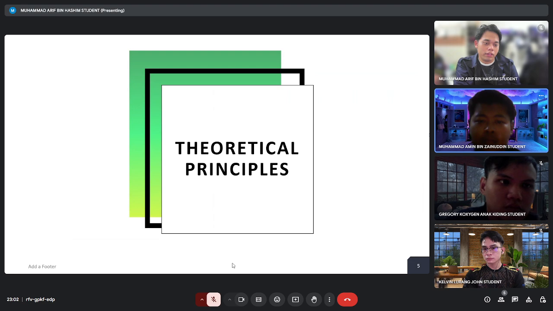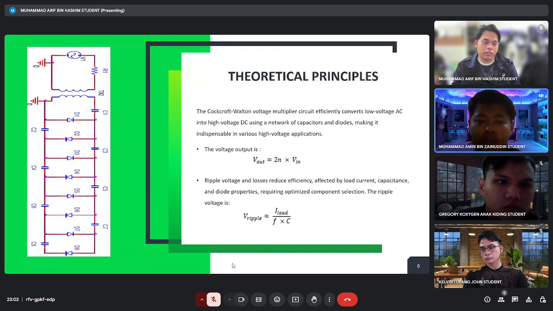Okay, for theoretical principle, as you can see from the left side of the presentation, the circuit that we use is this type of circuit, and for the voltage output, we can use the formula given, which is V out equal to N multiplied by V in. And for finding the ripple voltage, we must use I load divided by frequency and capacitance.